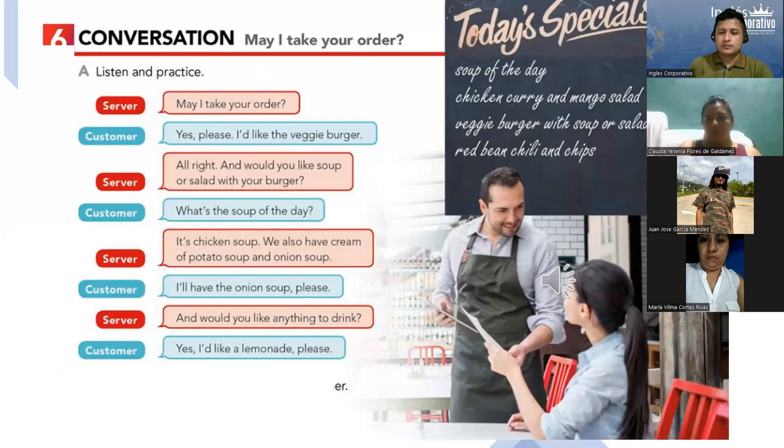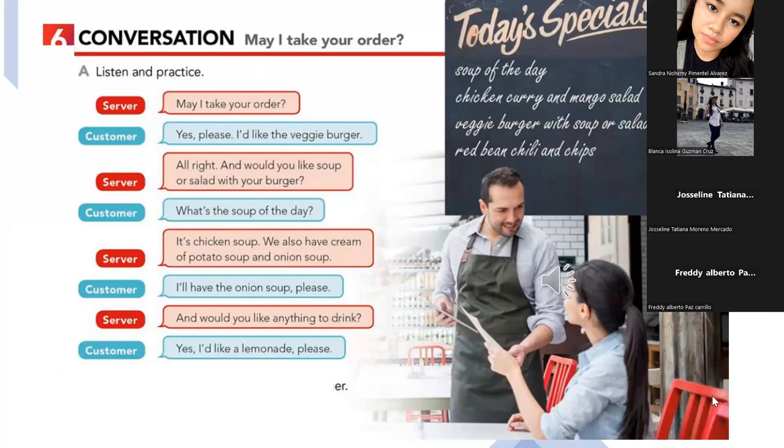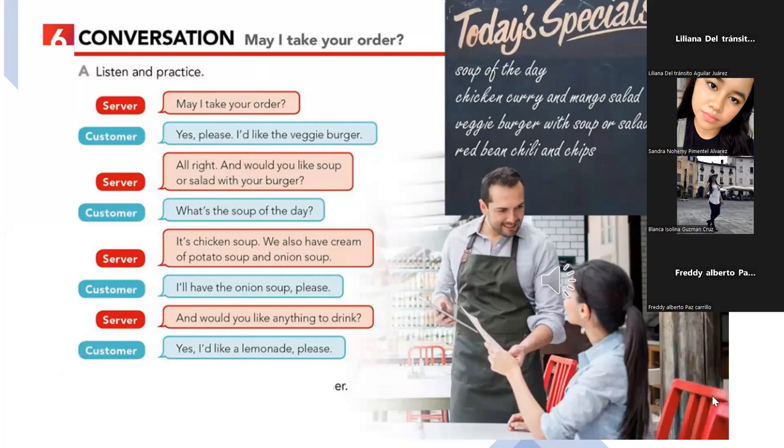Okay, who wants to start? I'm here. So you're the server. May I take your order? Yes, please. I'd like the veggie burger. All right. And would you like soup or salad with your burger? What's the soup of the day? It's chicken soup. We also have cream of potato soup and onion soup. I'll have the onion soup, please. And would you like anything to drink? Yes, I'd like the lemonade, please.